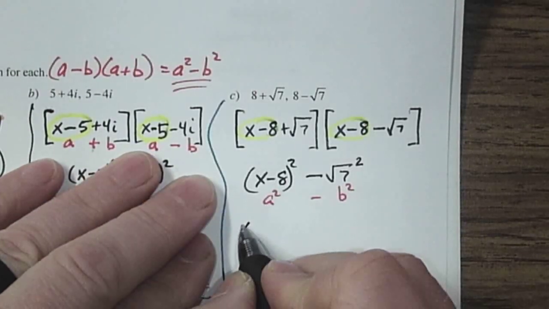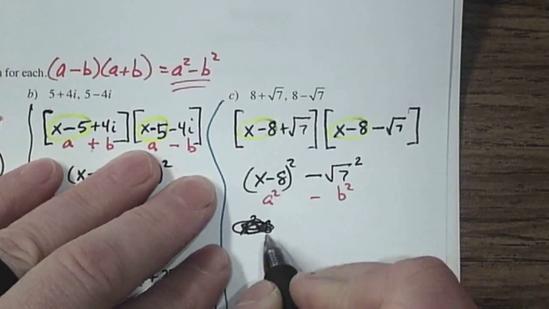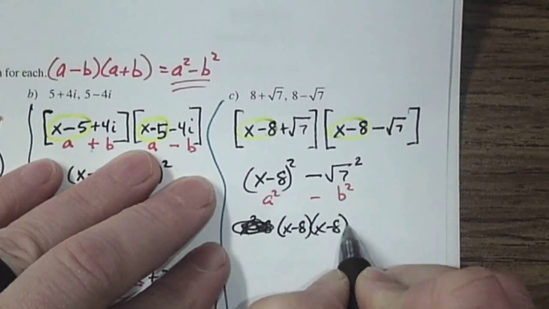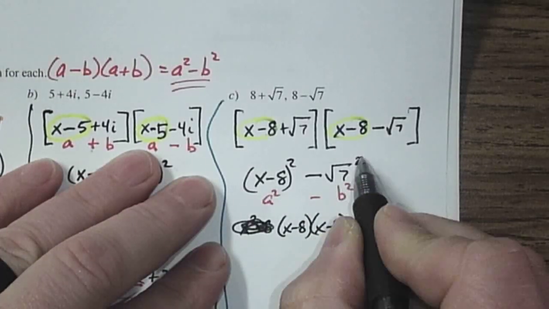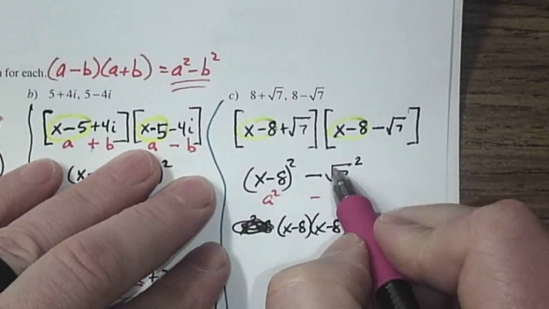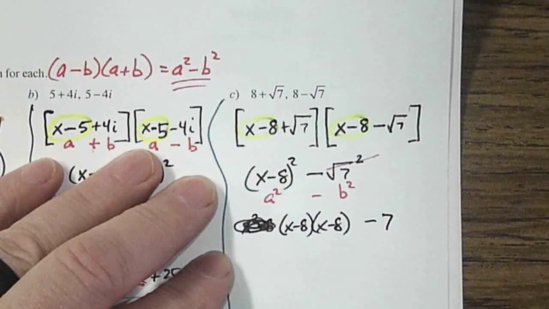Okay, so what is this? X squared minus, it's x minus 8 times x minus 8. And this is just the square and square root cancel. This is just minus 7. The square and square roots are opposite, they cancel. Bingo.